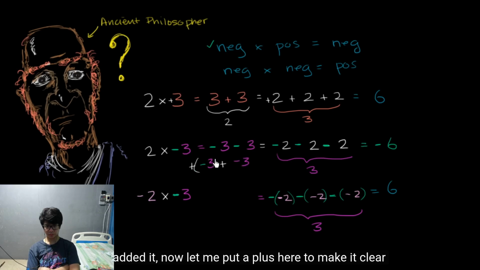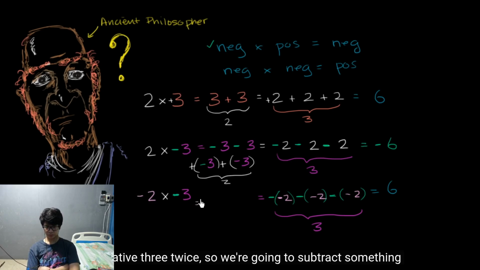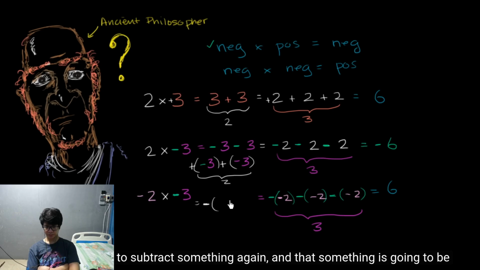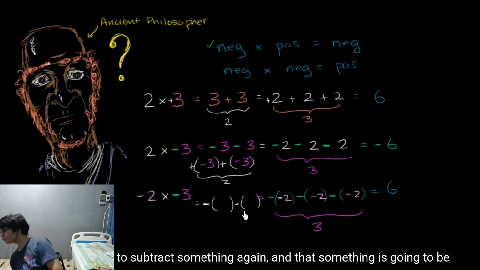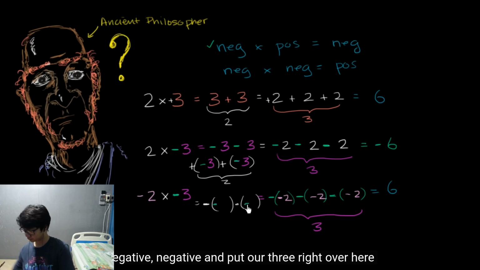and I'll write a plus out here to make it clear. Over here, we added it twice. We added -3 2 times. Over here, since we now have a -2, we're going to subtract -3 twice. So we're going to subtract something, and we're going to subtract something again, and that something is going to be our -3. So negative, and put our 3 right over here.